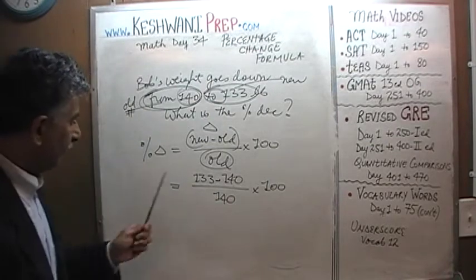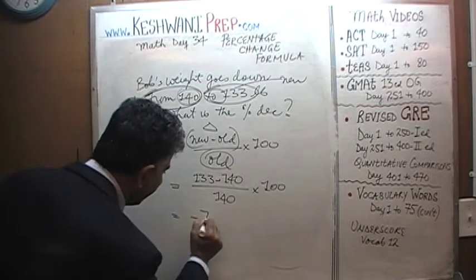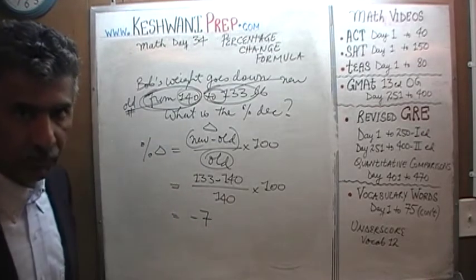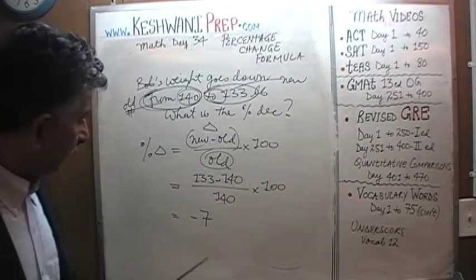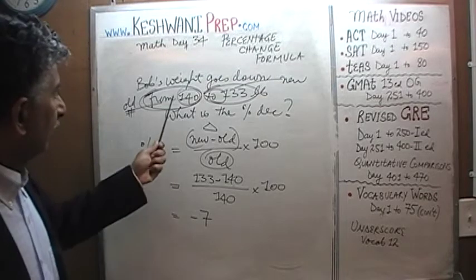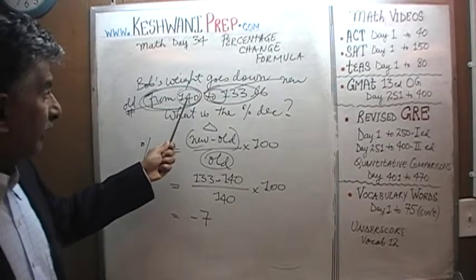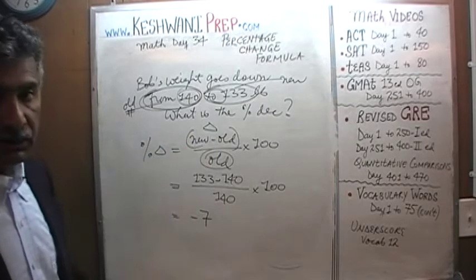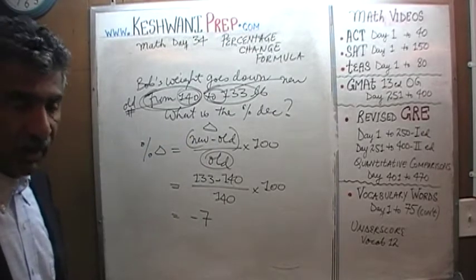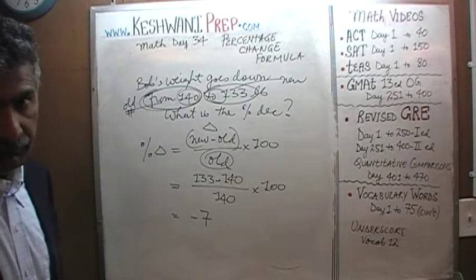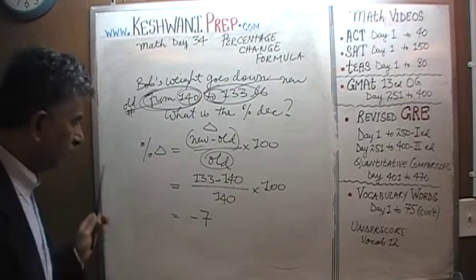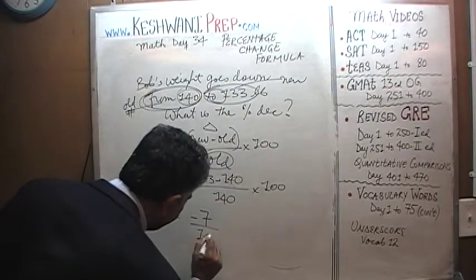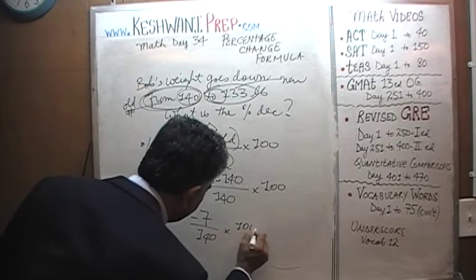133 minus 140 is going to give us a negative 7, which is just as well. It should be negative because the quantity is dropping. We're going down from 140 to 133. The quantity has dropped, and hence the negative sign. The negative tells us that it has dropped. Divided by 140 times 100.